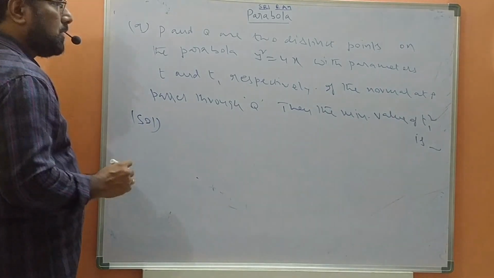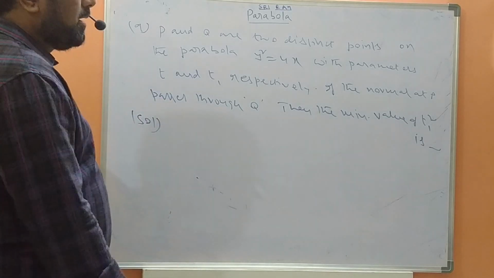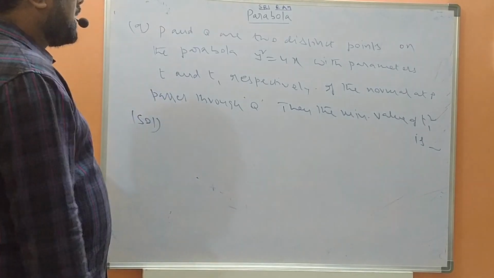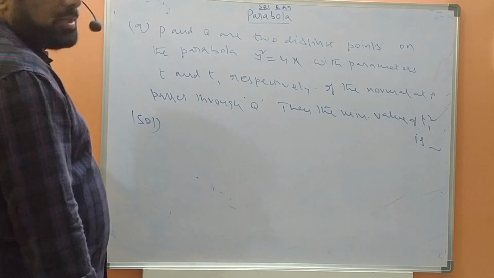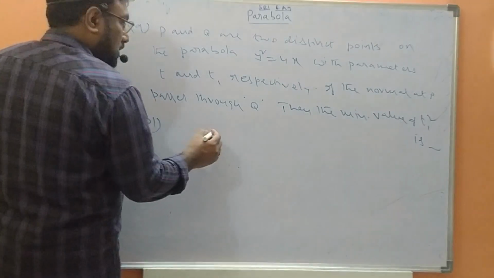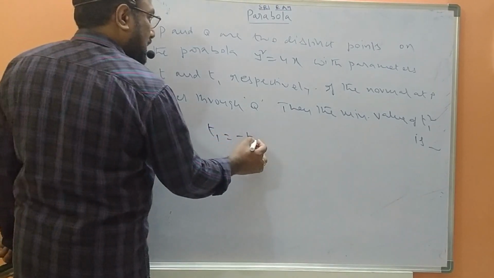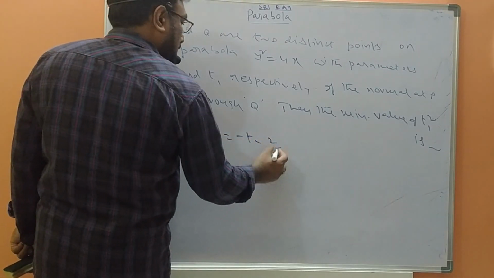Okay. Now what is the condition for the normal? If the normal at one point P meets the parabola again at another point, let us solve it, ninth problem. What is the condition? T1 is equal to minus T minus 2 by T.